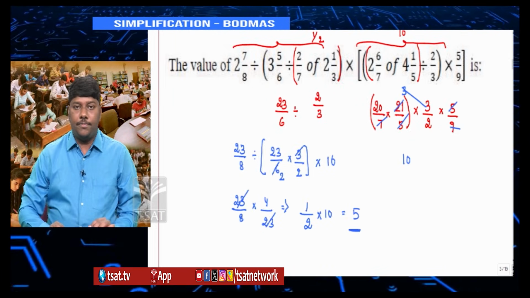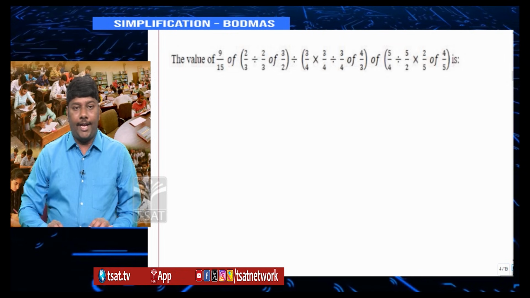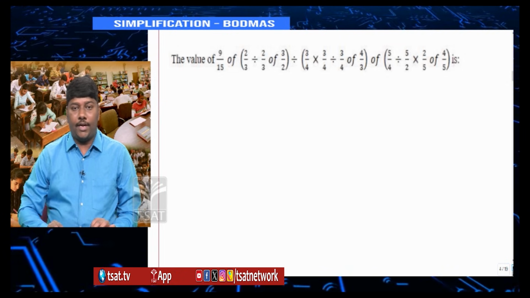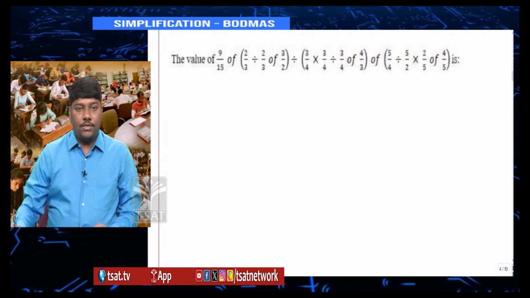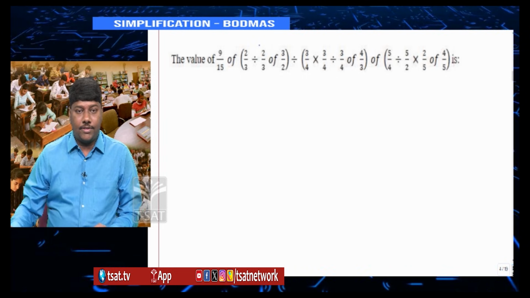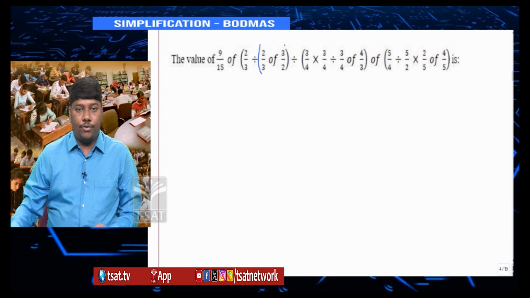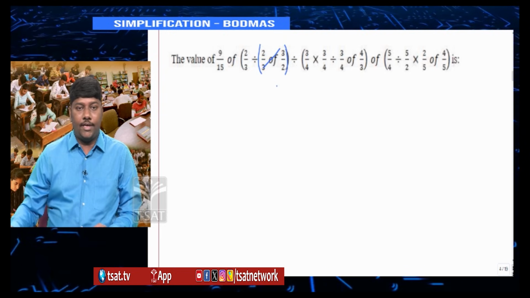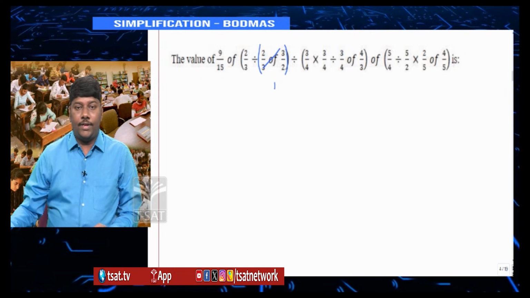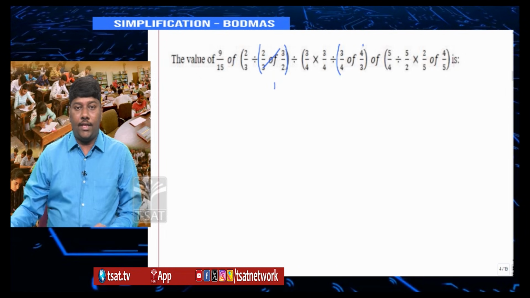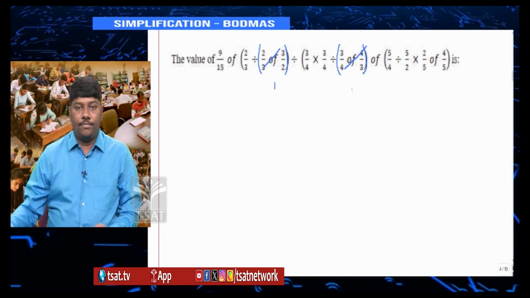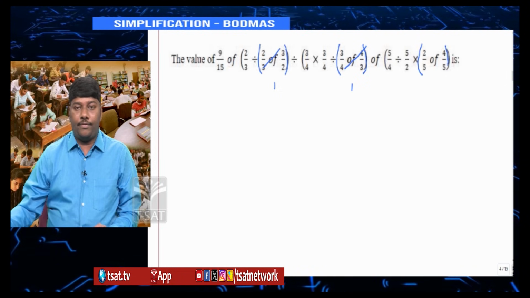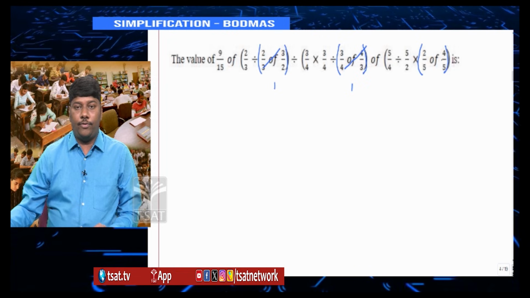Now look at the next question. The value of 9 by 15 of bracket, then divided by, then again bracket, then of. So give priority inside the braces. 2 by 3, 3 by 2. Simply I can say 3 by 2 into 2 by 3 is 1. So I am cancelling it, it is simply 1. Then after 3 by 4, 4 by 3, this is also simply 1. Then after 2 by 5, of 4 by 5. So it is 8 by 25.